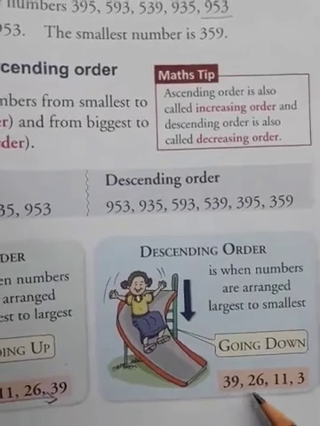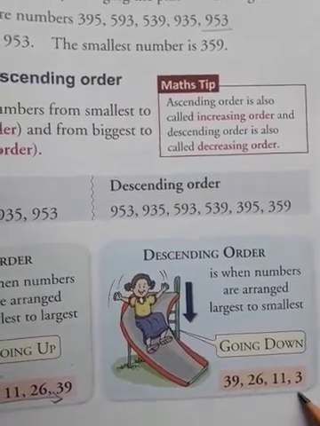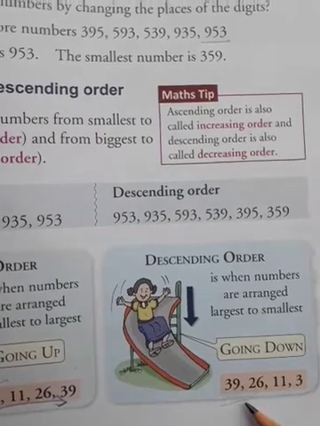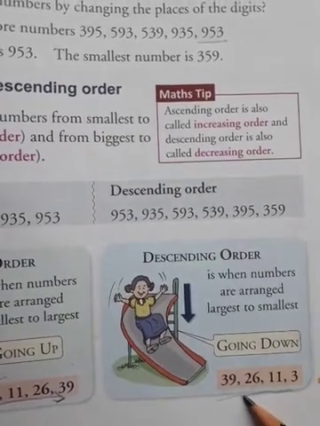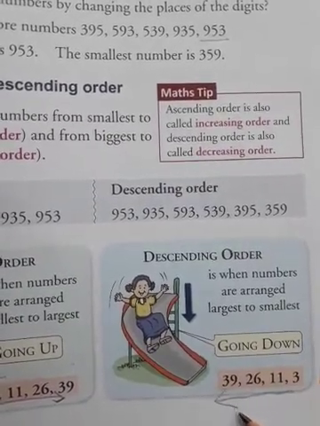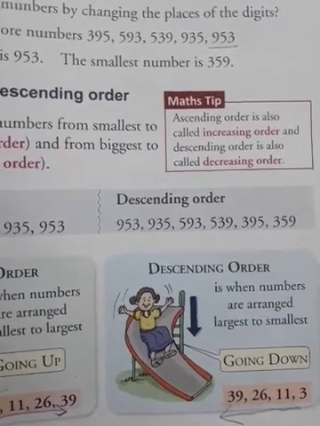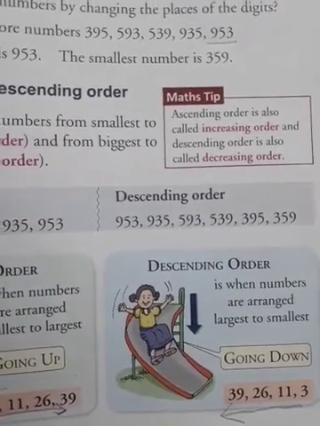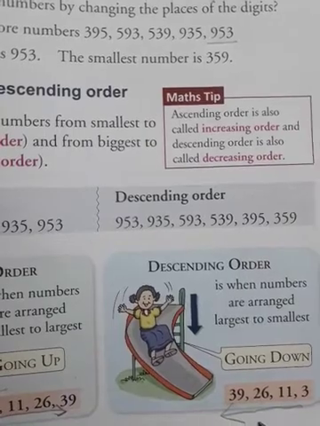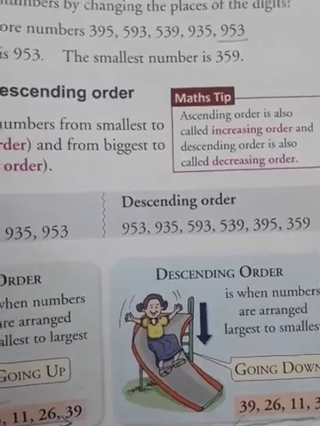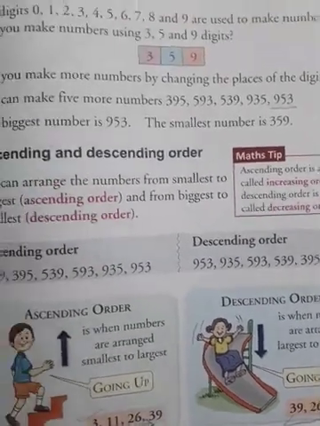Here: 39, 26, 11 and 3. This is the going down arrangement, biggest to smallest. So this is called descending order or decreasing order. It's clear to all of you?